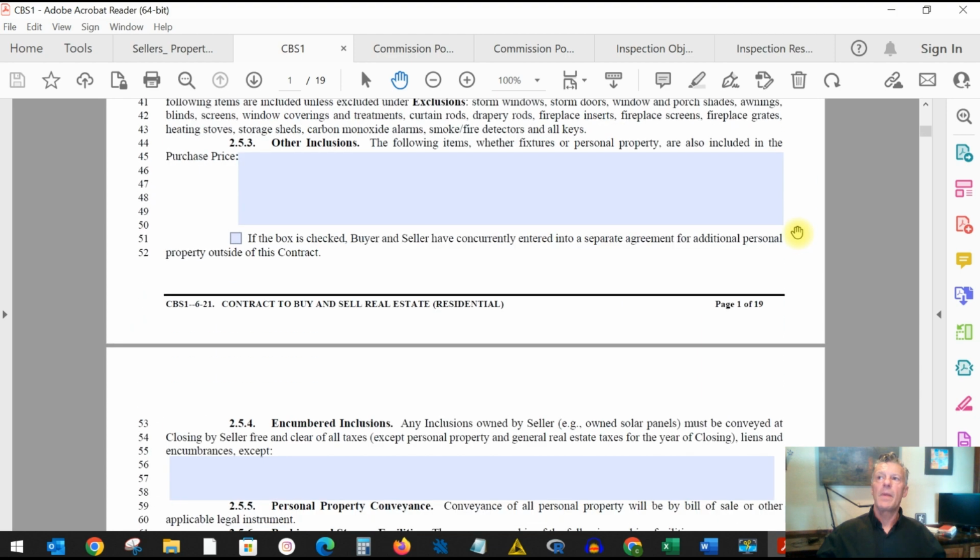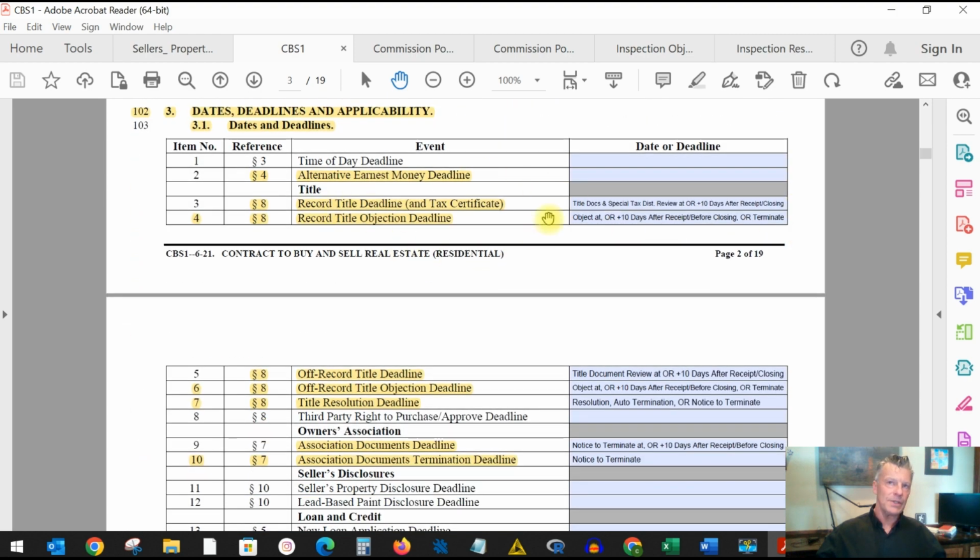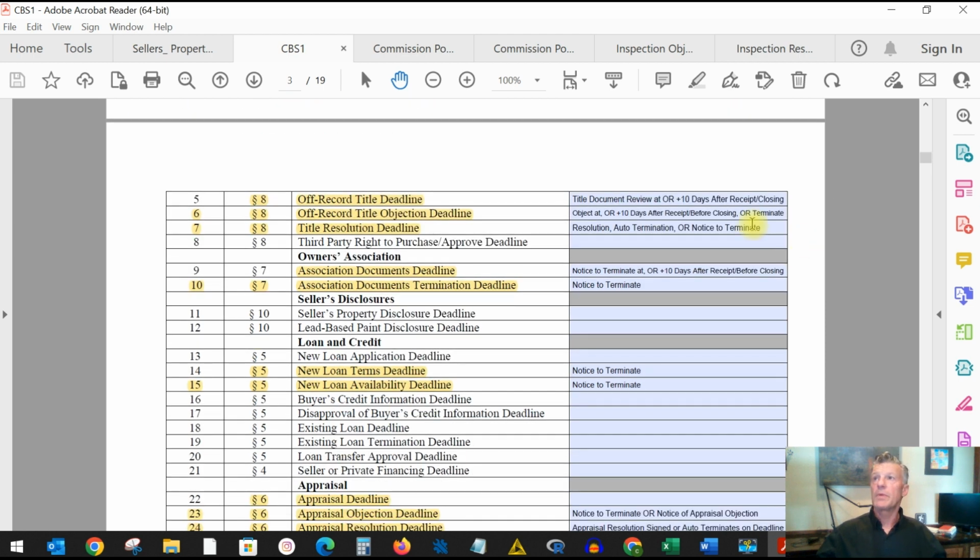Let's roll down here. Remember the grid section with dates? These were all the contingencies, all the things that you needed to complete by a specific date and time, which would normally be right over here. If you don't complete them by a specific date and time, that means you are waiving your right. So let's go right down to the seller's property disclosure right now, and let's highlight this for you.